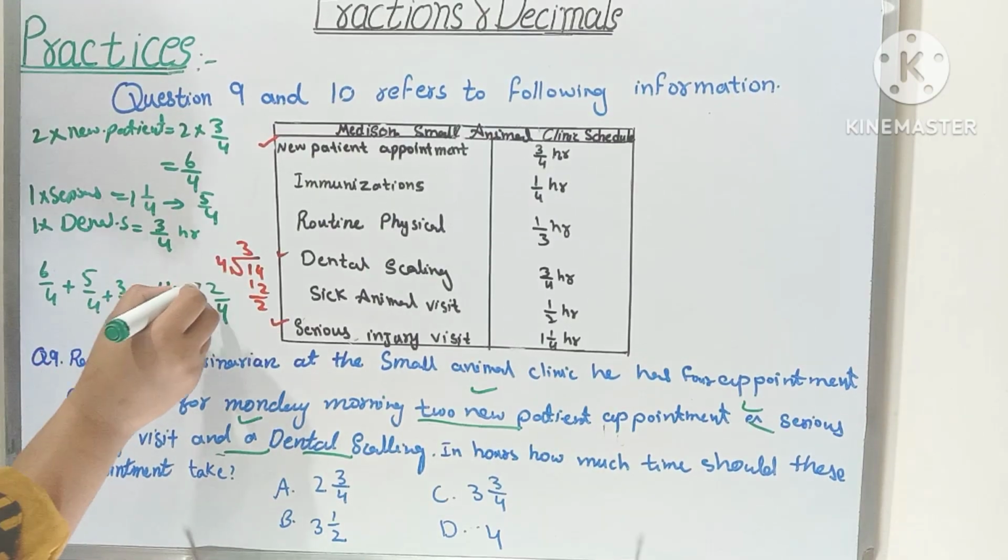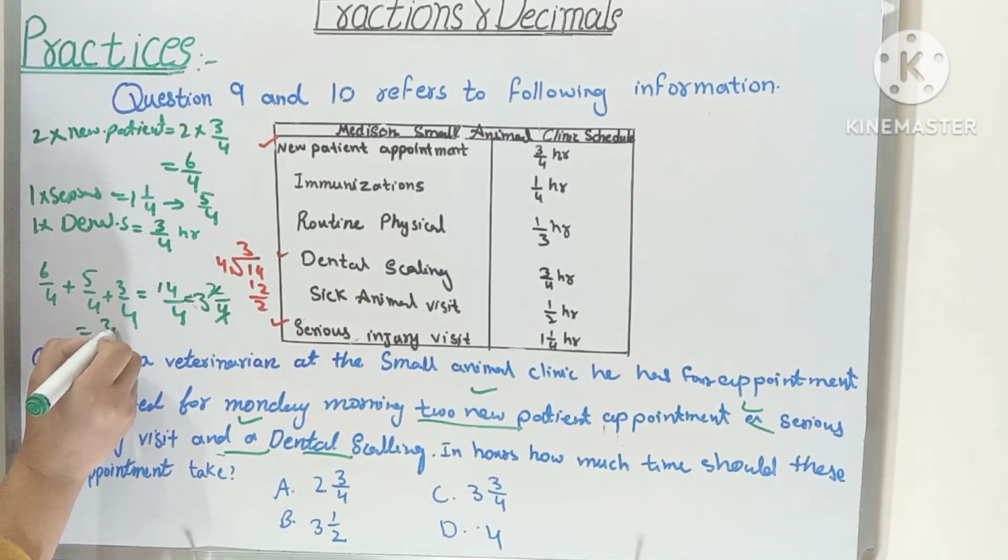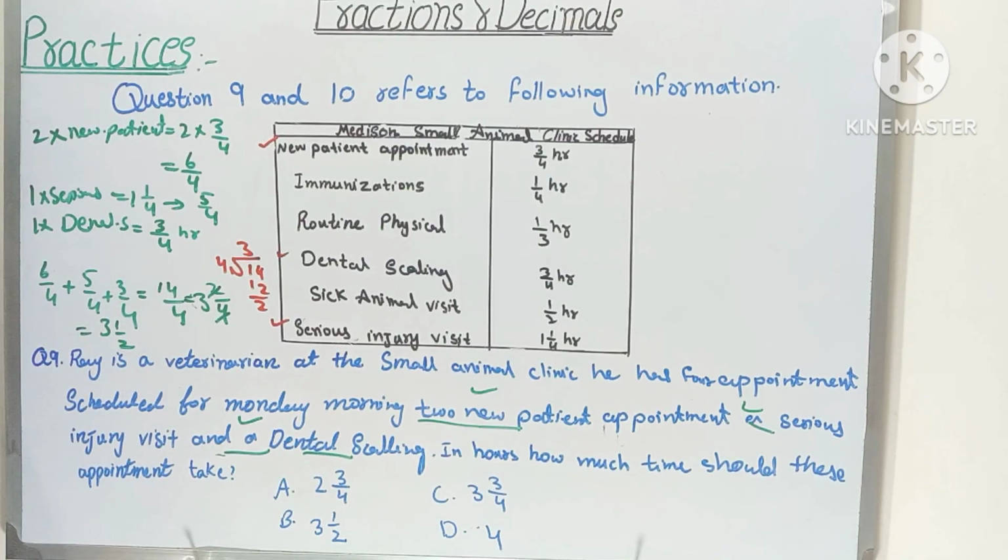Now there is a 2, we cut them, 2 1s are 2, 2 2s are 4, so I write 3 1/2. So Ray should schedule 3 1/2 hours for these 4 appointments. It corresponds to option B.